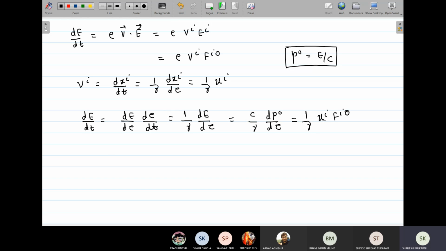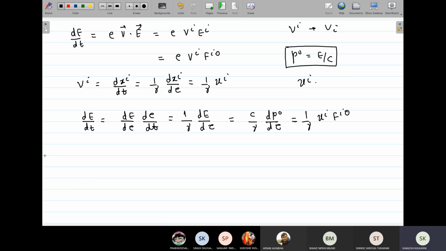Now, see, there is a difference. There is no meaning to raise and lower the indices on V, because V does not transform as a spatial component of a 4 vector. These are ordinary velocities. On the other hand, this UI transforms as a spatial component of a 4 vector. Those two things are different. It makes sense to raise and lower the index on U. It does not make sense to raise and lower the index on V.